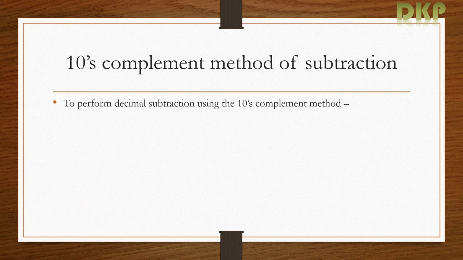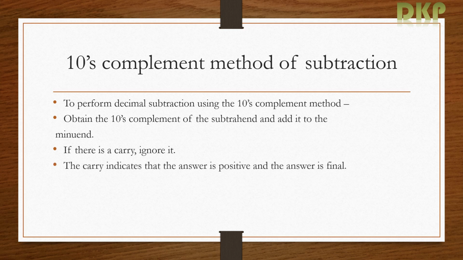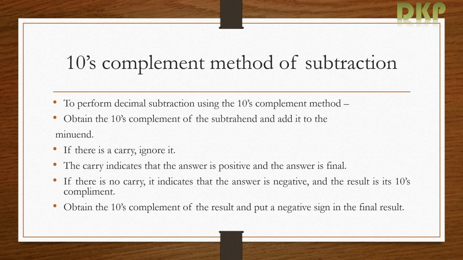To perform the decimal subtraction using the tens complement method, obtain the tens complement of the subtrahend and add it to the minuend. If there is a carry, then ignore it. The carry indicates that the answer is positive and the answer is final. If there is no carry, it indicates that the answer is negative and the result is its tens complement. Obtain the tens complement of the result and put a negative sign in the final result.